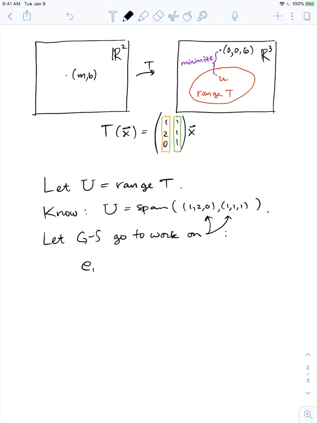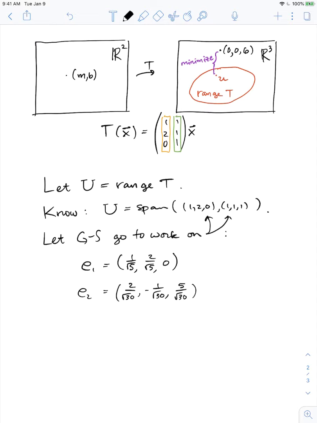I got e1 is equal to the vector 1 over root 5, 2 over root 5, comma 0. That's easy. You just take v1 and divide by its length. And then e2 took a little work, but not bad. And e2 turned out to be 2 over root 30, comma, negative 1 over root 30, comma, 5 over root 30.